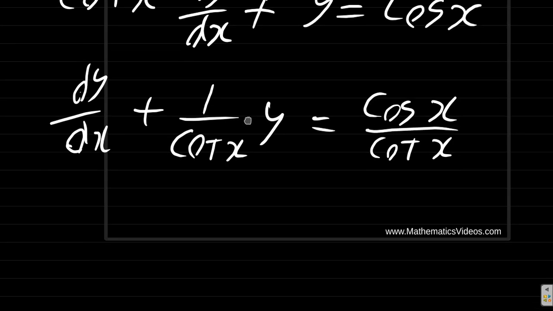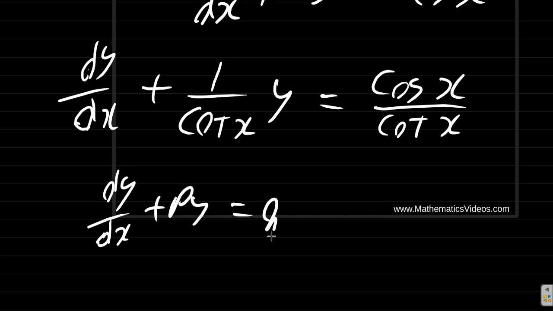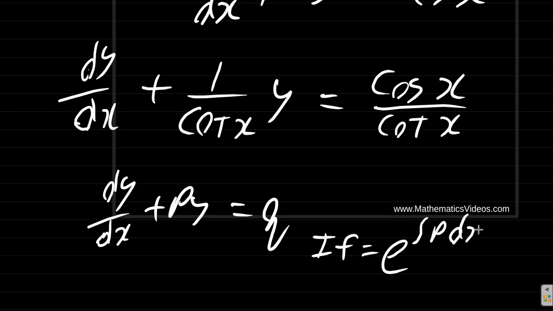Now you see that it is in a certain form. It's in the form dy by dx plus py equal q. And when it is in this form, you can use the integrating factor method. So what is the integrating factor? It is e to the integral of p dx.